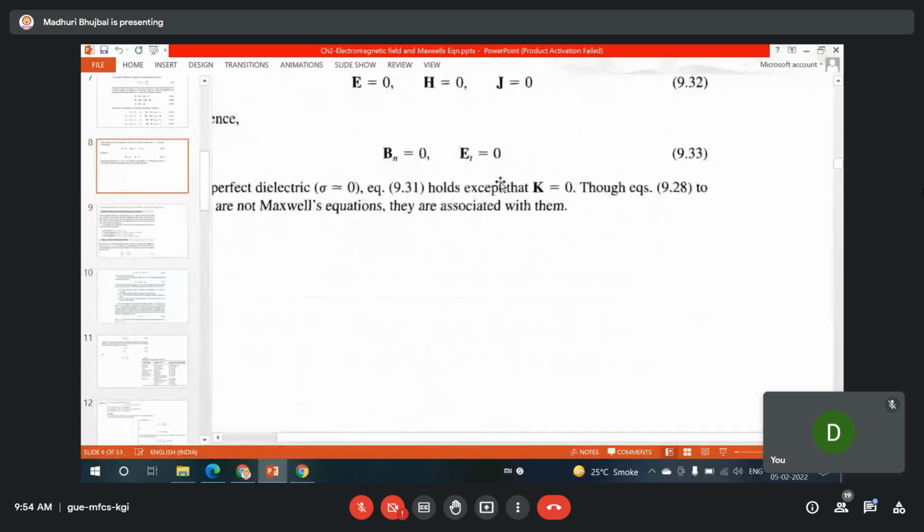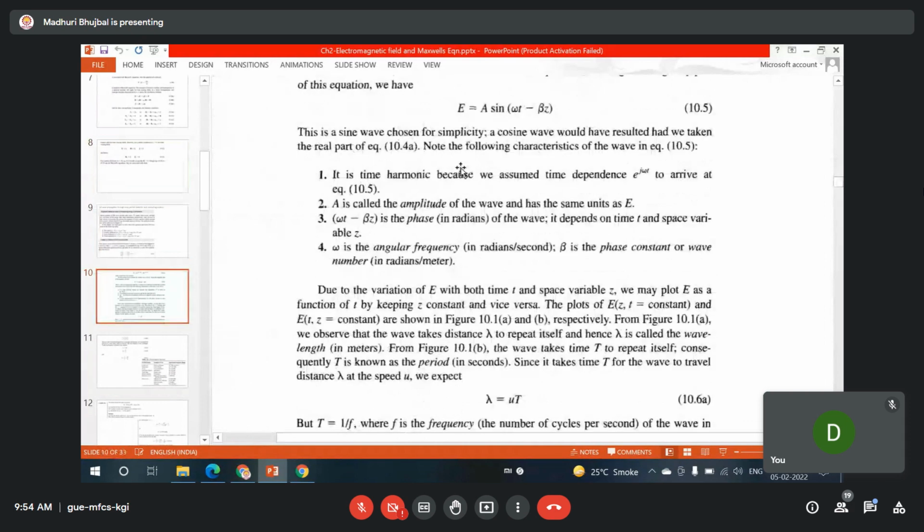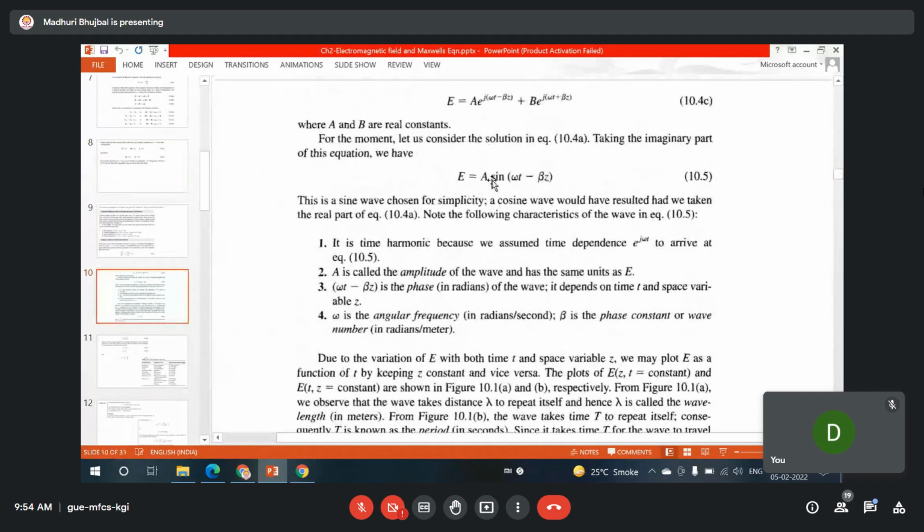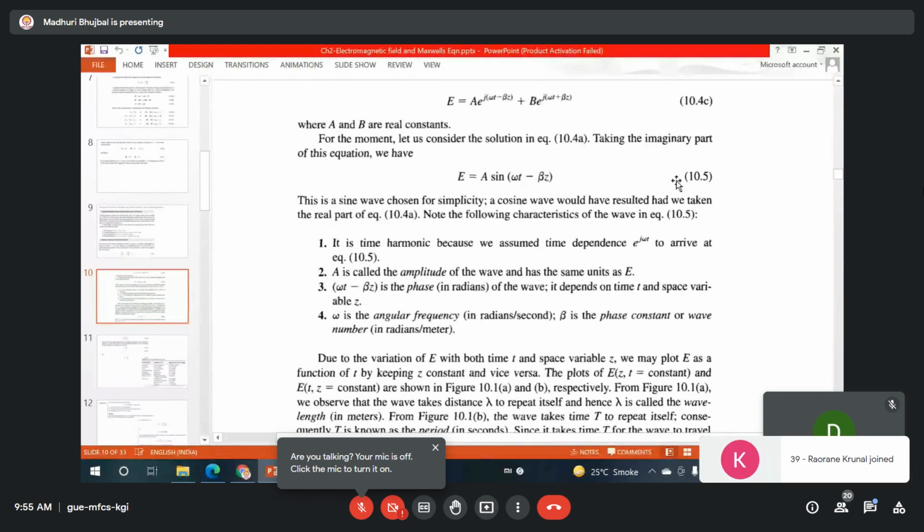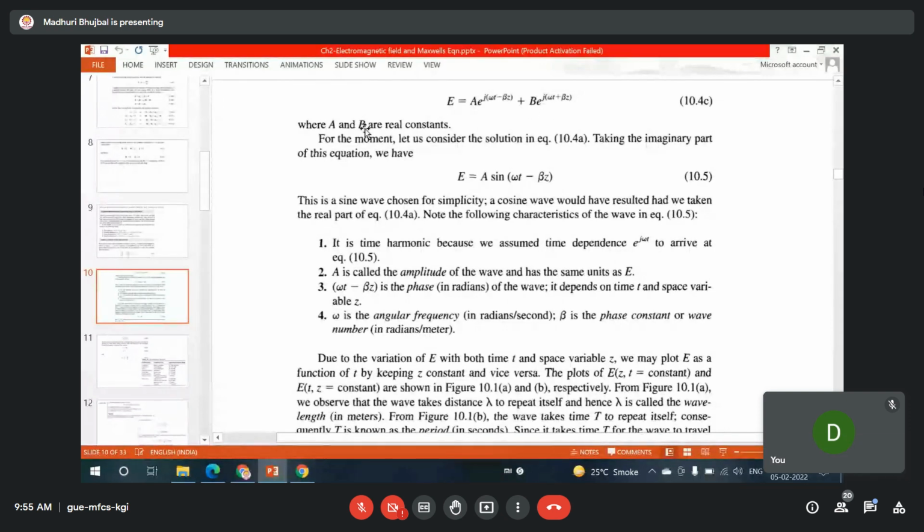एक minute, write down this, E is equal to solution of the differential equation. Write down 10.4c, equation 10.4c. Okay, now write down in this equation, what about capital A and capital B? These two are constant. Write down A and B are real constants.